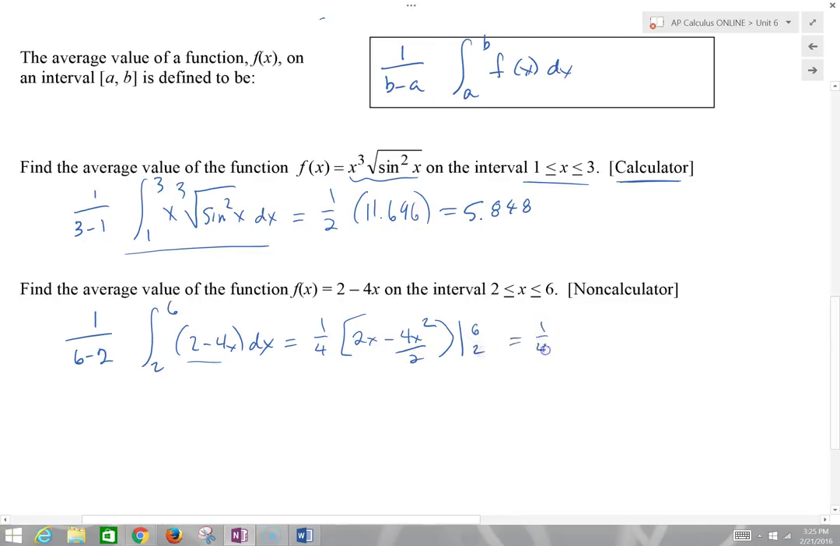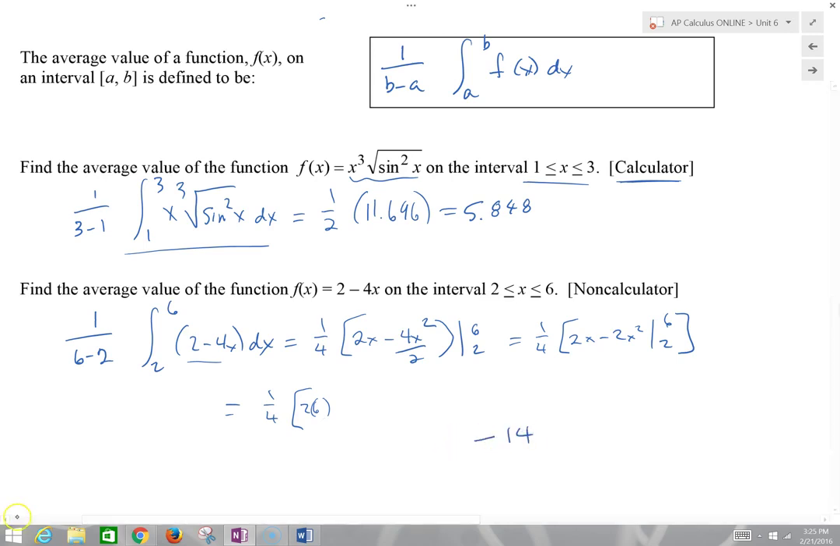Which is equal to 1/4 times 2x minus 2x squared evaluated at 6 and 2. 1/4 2 times 6. I'll let you work out the math. I just don't want to make this video extra long, but you should come out with negative 14.